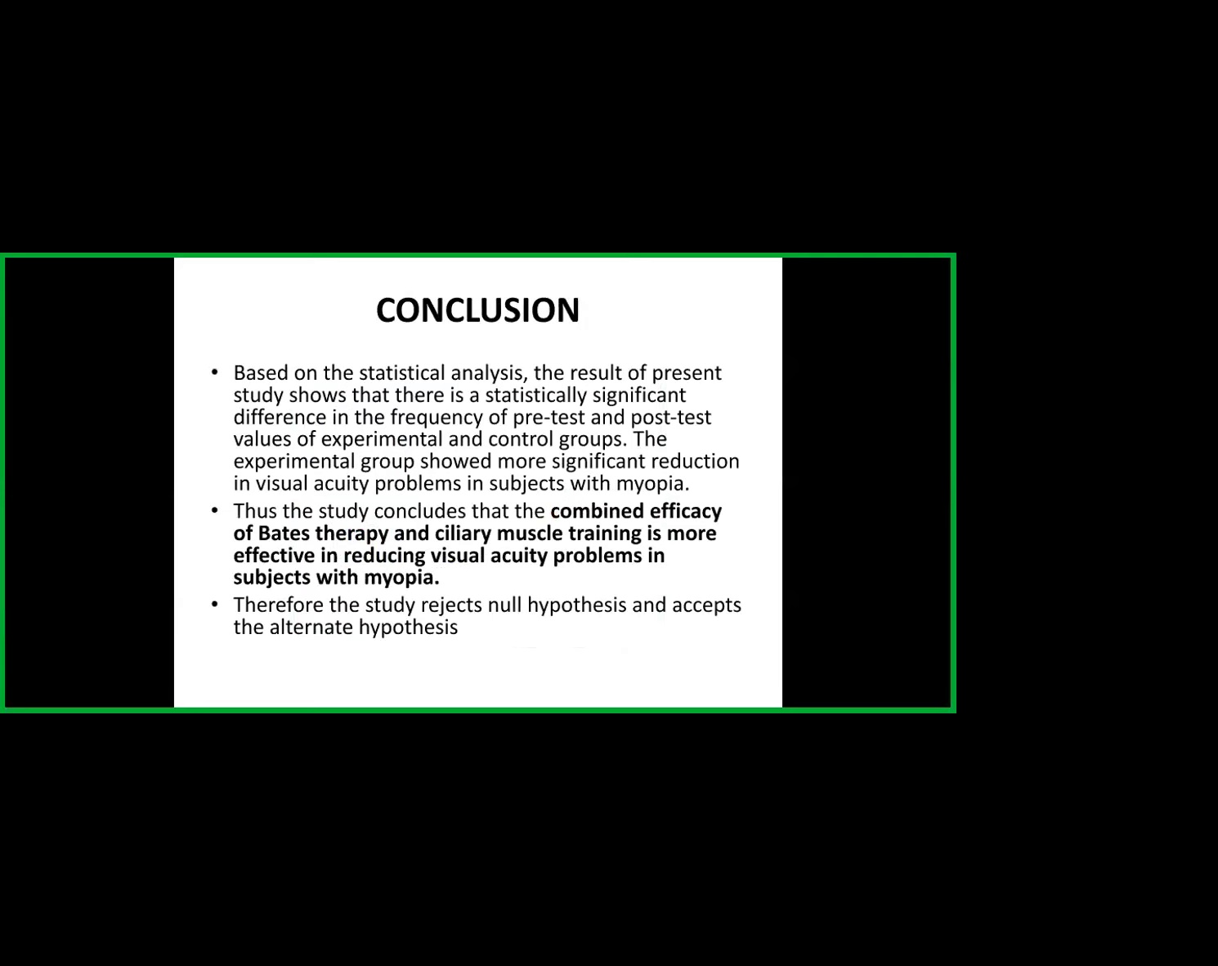While concluding, based on the statistical analysis, the result of the present study shows that there is a statistically significant difference in the frequency of pre-test and post-test values of the experimental and control groups. The experimental group showed a more significant reduction in visual acuity problems in subjects with myopia. Thus, the study concludes that the combined efficacy of base therapy and ciliary muscle training is more effective in reducing visual acuity problems in subjects with myopia. Therefore, the study rejects the null hypothesis and accepts the alternate hypothesis.